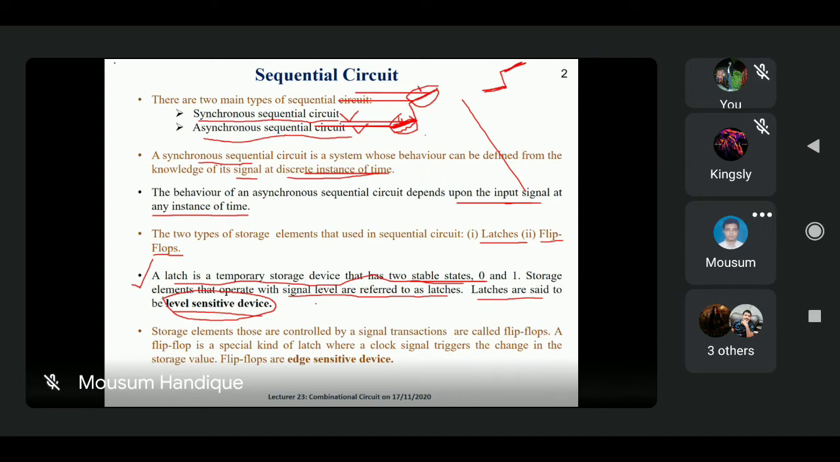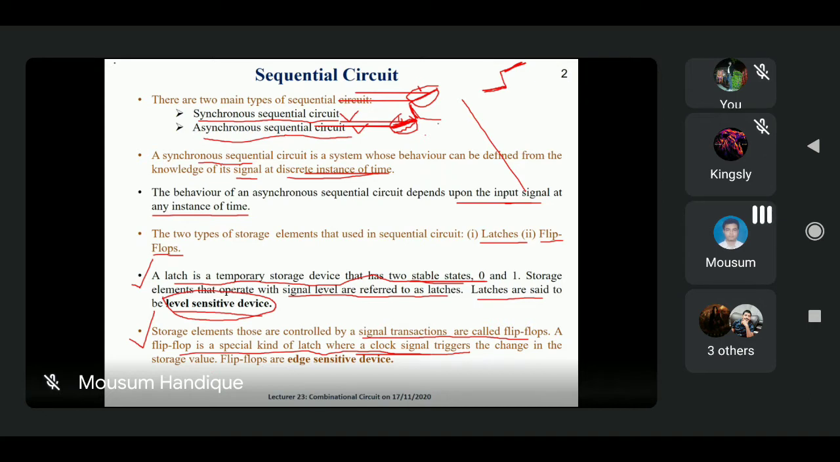Okay. Next point: the storage elements controlled by signal transition are called flip-flops. Signal transition means how one signal moves to another signal. That is the transition period. Based on the transition period, we operate the flip-flops. Also, a flip-flop is a special kind of latch where a clock signal triggers the change in the storage value.